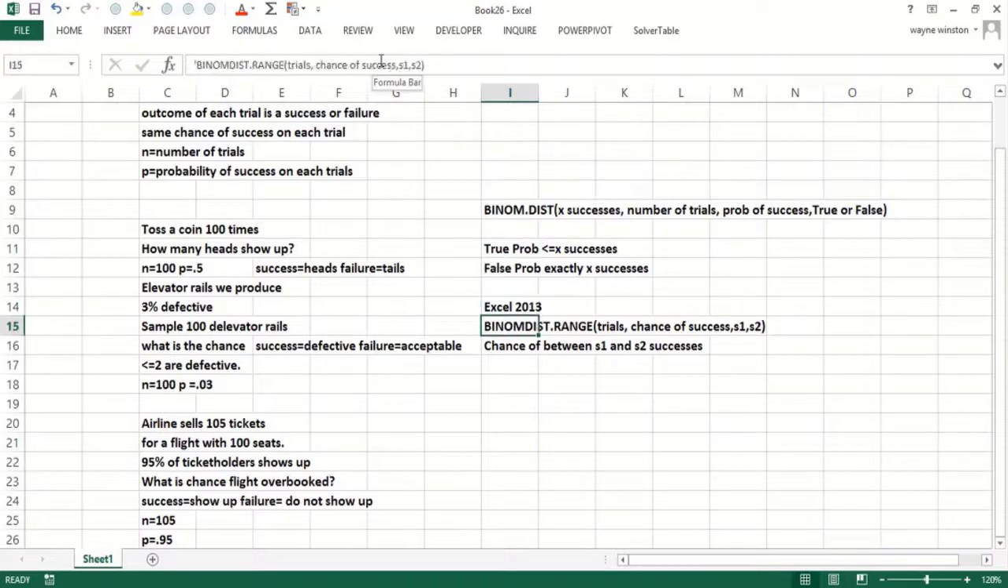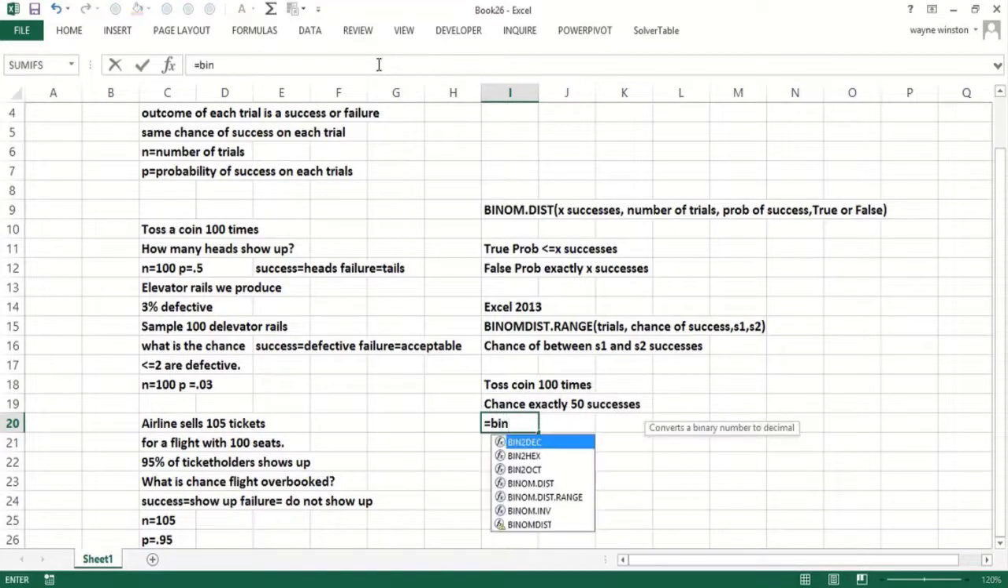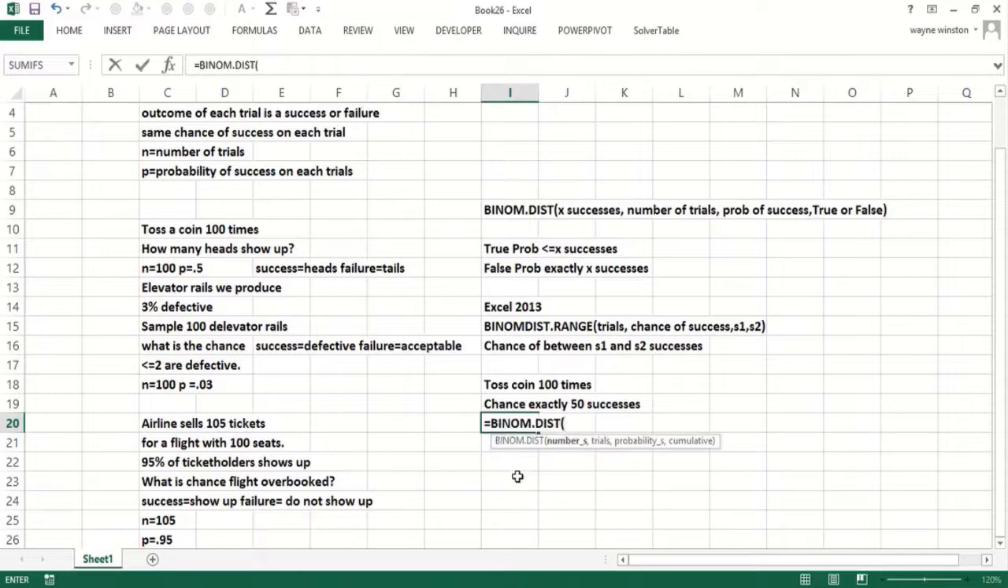Okay, so let's answer the questions we had here. In other words, toss a coin 100 times. Chance, let's say, of exactly 50 successes. Well, we'd use that Binom.DIST function. We want 50 successes, there's 100 trials, the chance of success is 0.5, and we'd use false because we want exactly 50 successes, and that would be 8%. Okay. Chance of, let's say by success we mean a head.